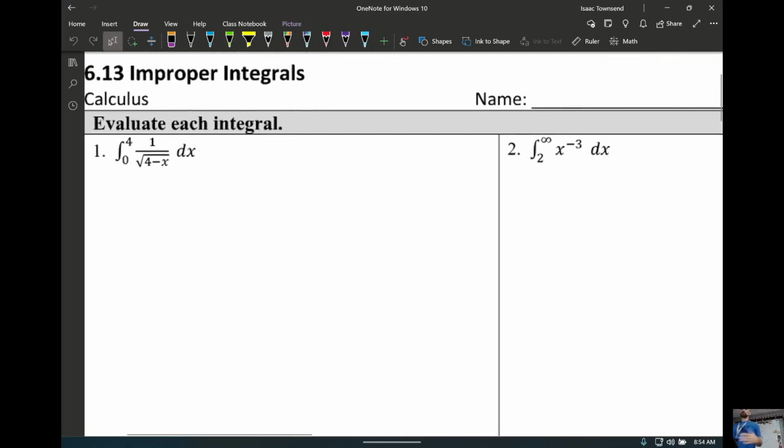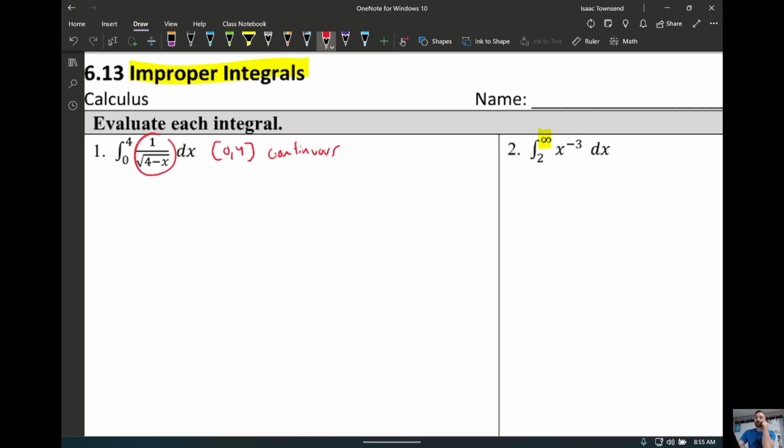Obviously all of these questions are improper integrals. How do you know number 2 is an improper integral? Infinity. Right. One of the limits of integration is infinity or negative infinity. And then I didn't do a good job of explicitly saying this. I'm going to definitely add it to the notes for next year. But how do you know number 1 is an improper integral? Can't divide by 0. Okay, so what number is a problem? 4. Right. So right here, if you're going from 0 to 4, it needs to be continuous over that interval.